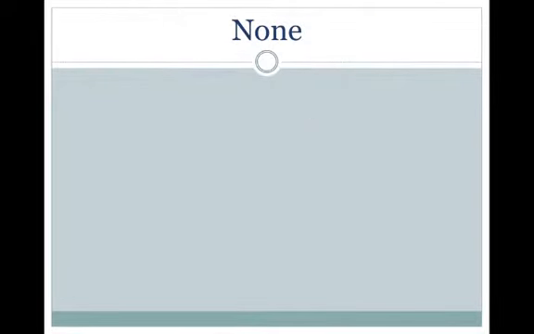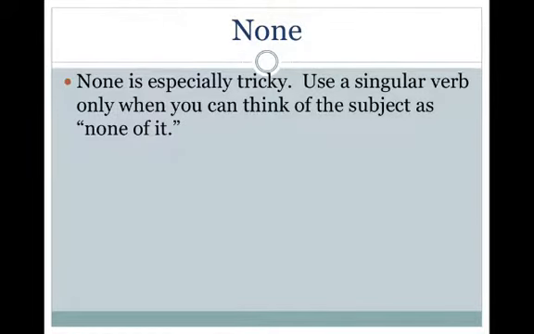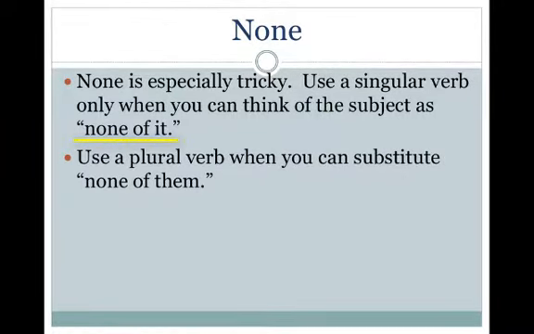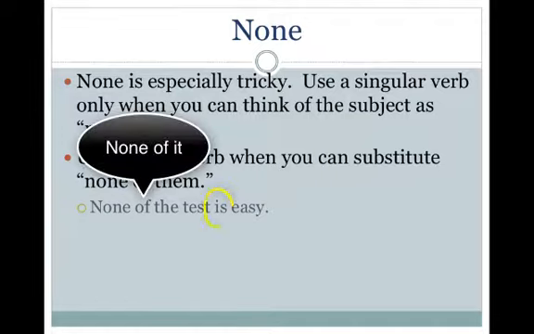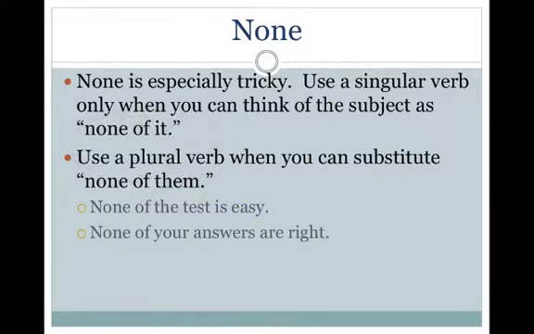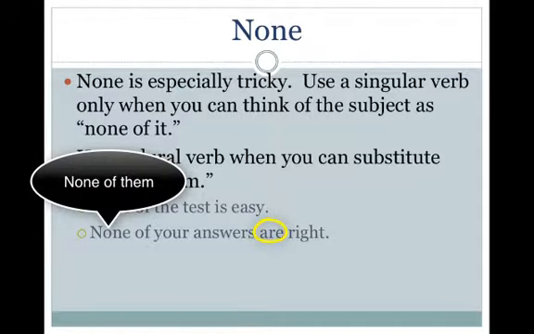And then, of course, none. None is especially tricky. You're going to use a singular verb only when you can think of the subject, none, as none of it. But use a plural verb when you can substitute none of them. For example, none of the test is easy. In this case, we can substitute none of it is easy. But we would say none of your answers are right. In this case, we would say none of them are right. So we have a plural.